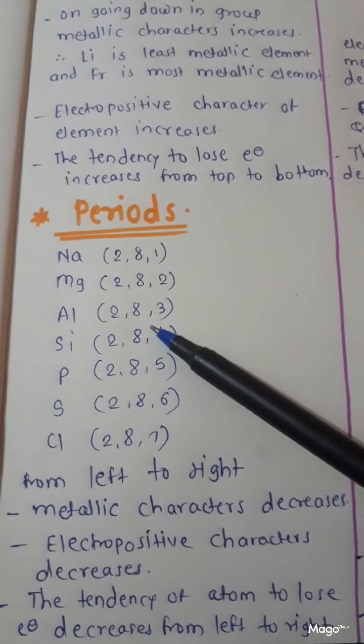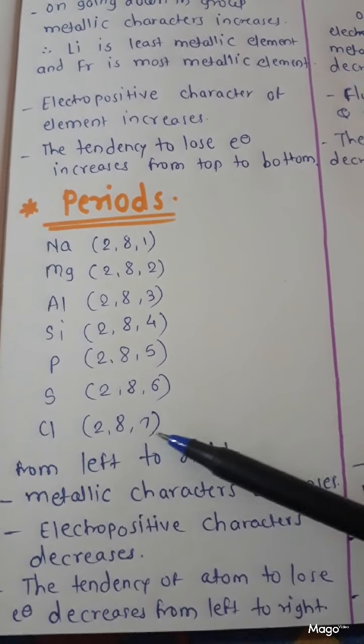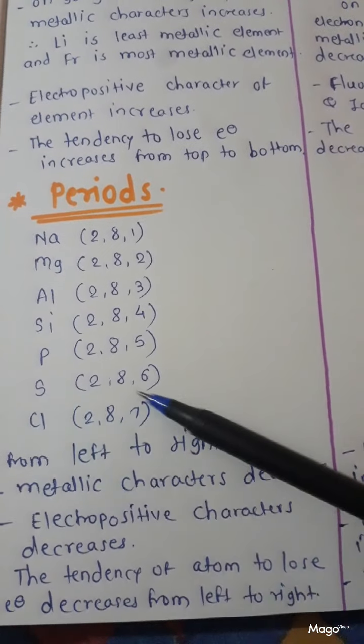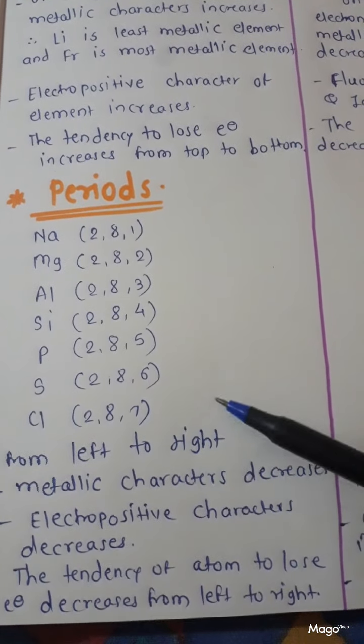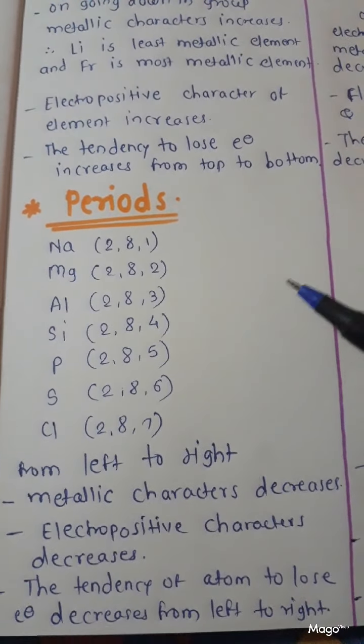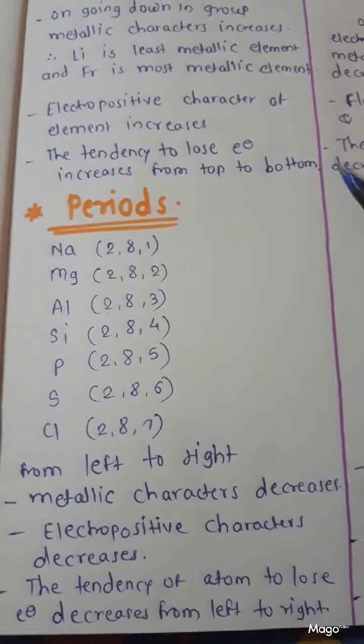You can see here, as we move from left to right, the number of electrons increases. That's why the outermost electron experiences greater pull from the nucleus, so it cannot be easily removed. So the tendency of an atom to lose an electron decreases from left to right. Here it increases from top to bottom.